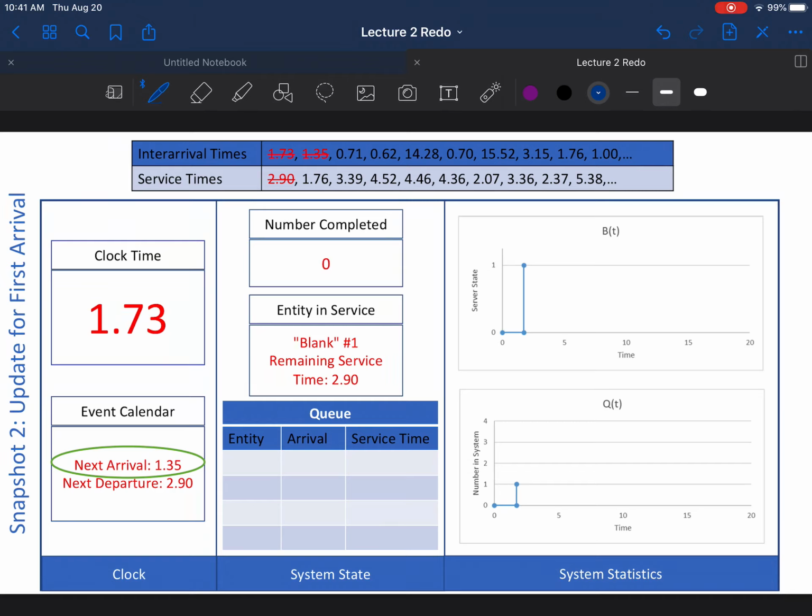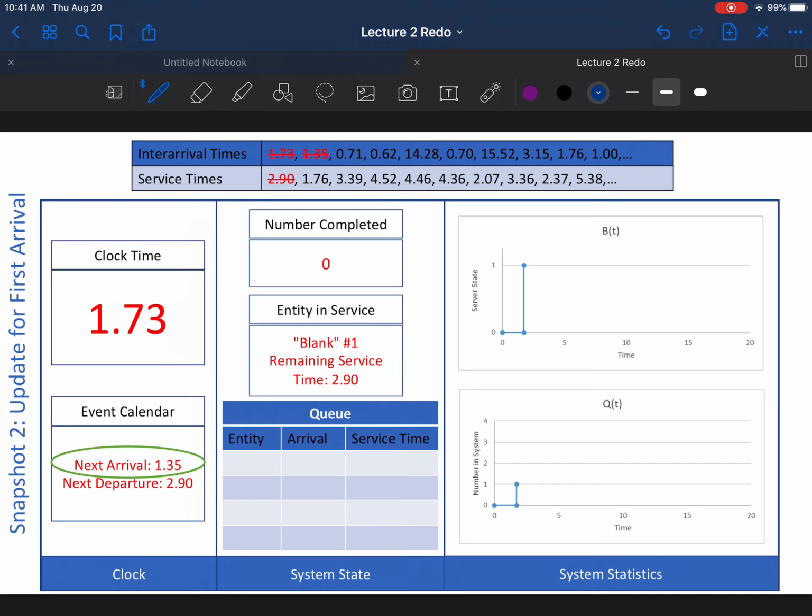Okay, so we have to think about snapshot 3, and we think about that in terms of what happens next. What happens next is either an arrival or a departure. We look at the minimum of those two times, 1.35 and 2.90, and we see the minimum is 1.35. And so the next thing that occurs is an arrival. It's going to be blank number 2. Okay, so blank number 2 is going to arrive.